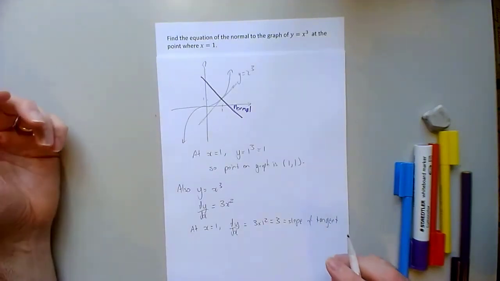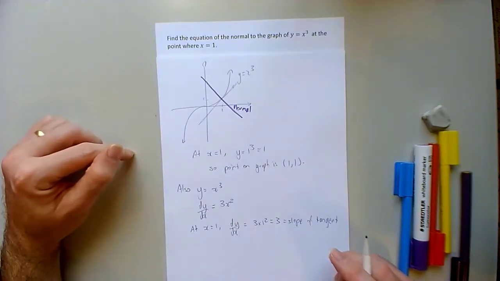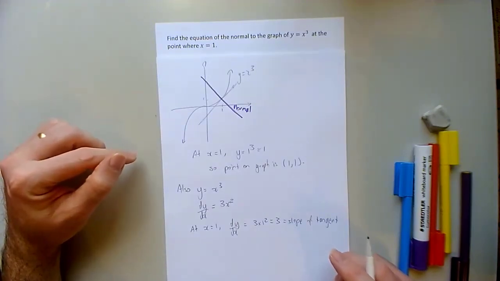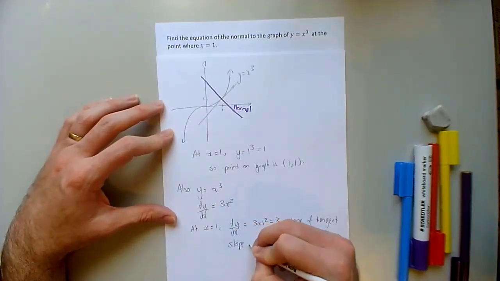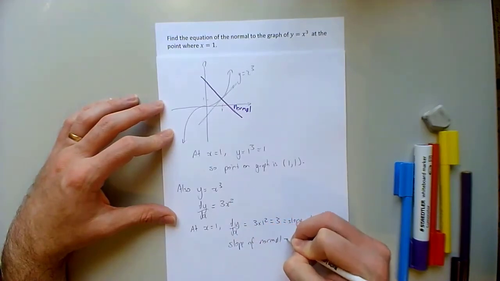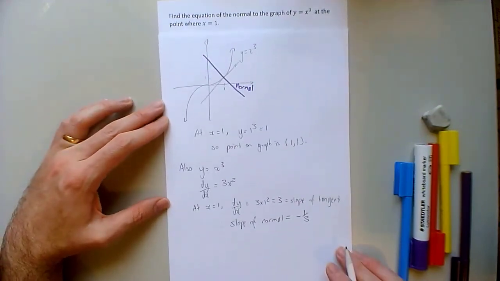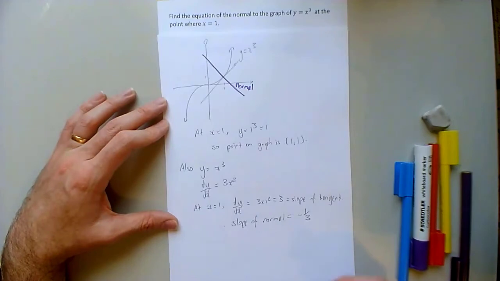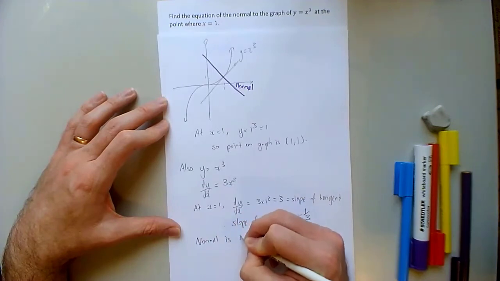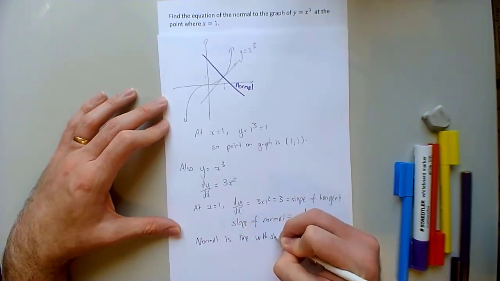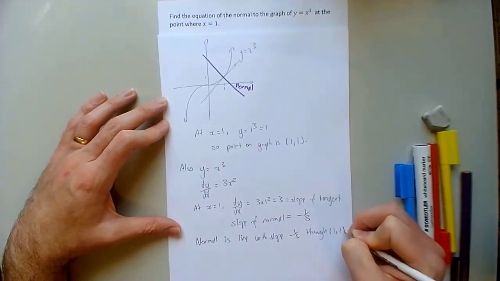Now, perpendicular lines, when you multiply their slopes, it comes out to 1. It comes out to -1, actually, yeah. And so the slope of the normal should be -1 over the slope of the tangent, which is -1/3. So we need a line with slope -1/3 through the point 1, 1. So the normal is the line with slope -1/3 through the point 1, 1.